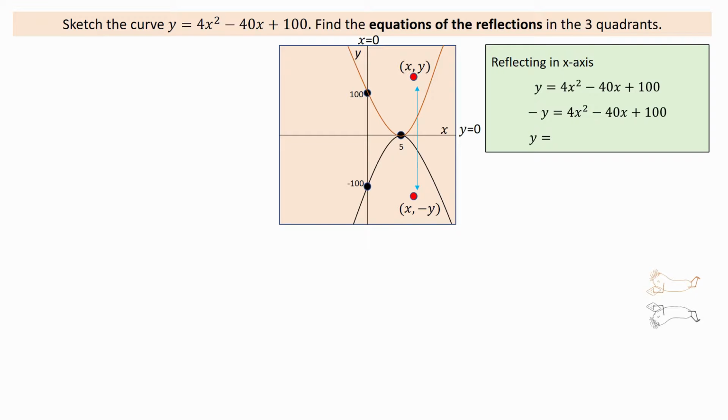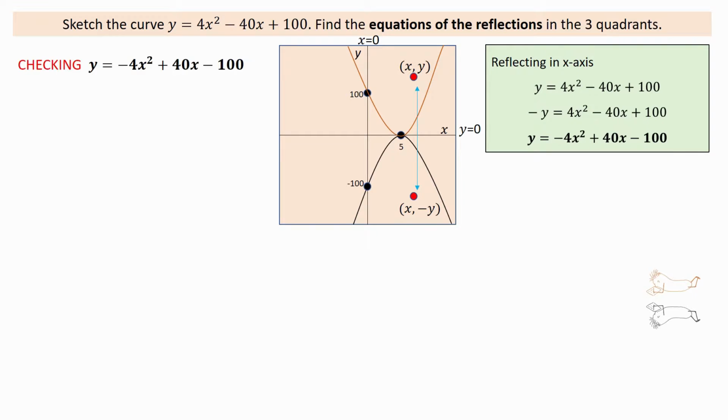This is the same as multiplying each term by negative 1. So 4x squared times negative 1 gives negative 4x squared. Minus 40x times negative 1 gives plus 40x. And 100 times negative 1 gives minus 100, which gives the equation of the reflection.